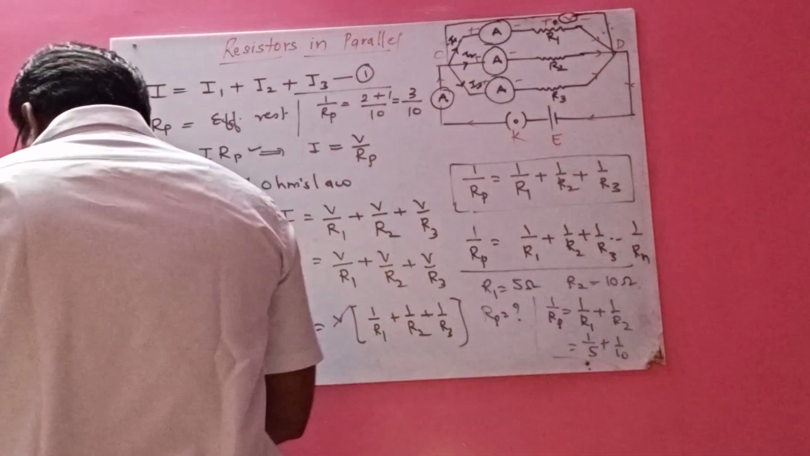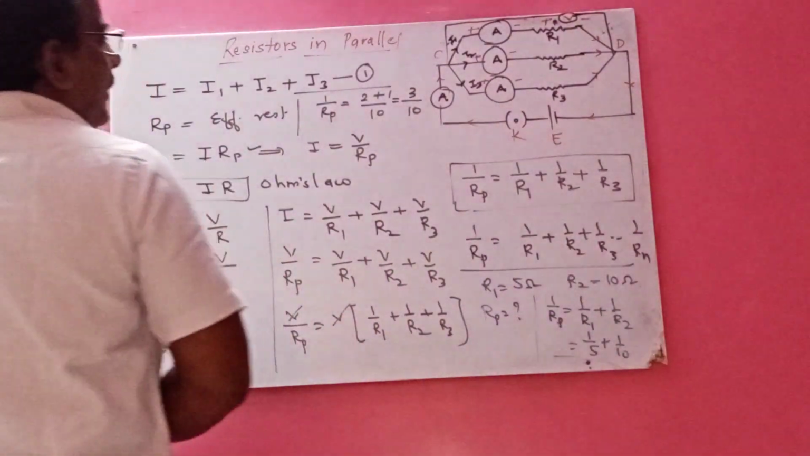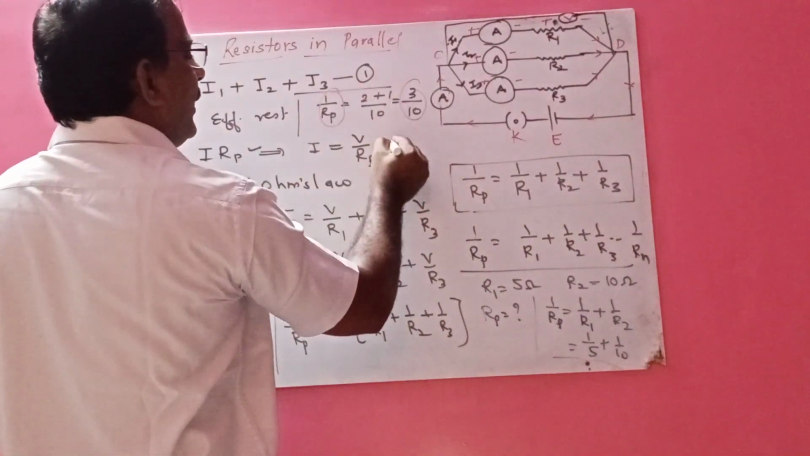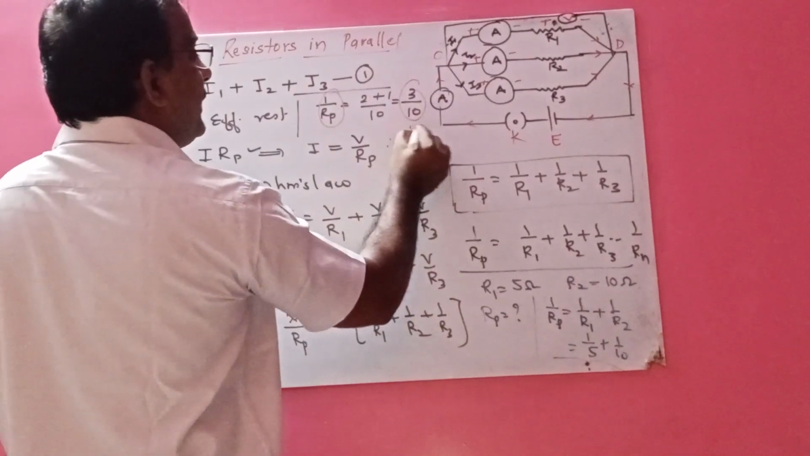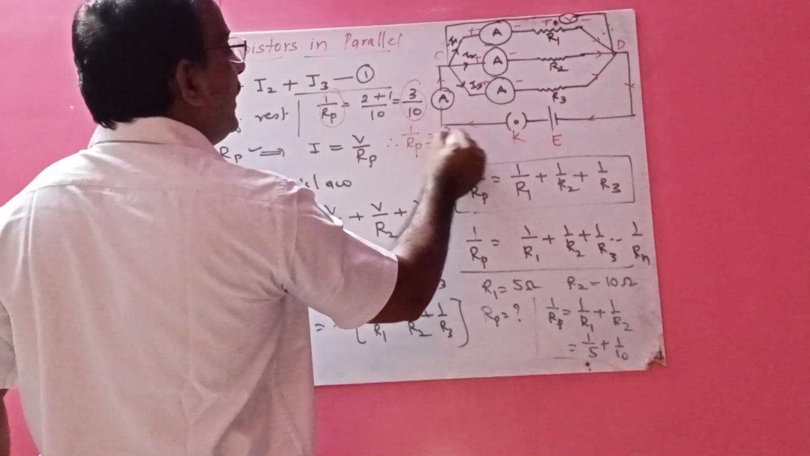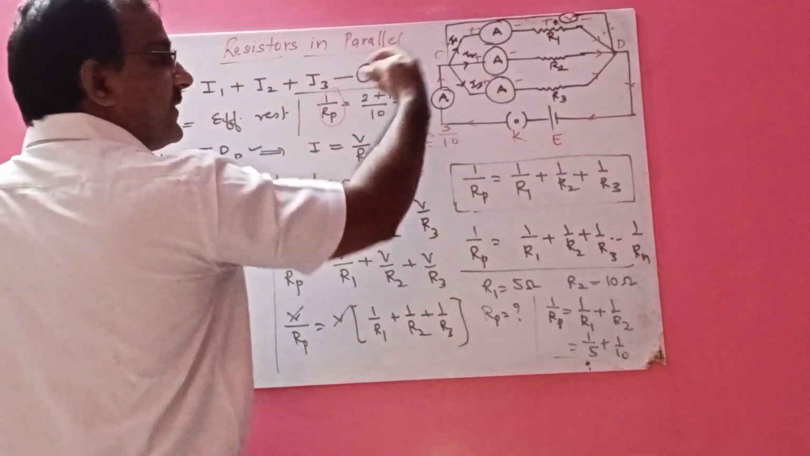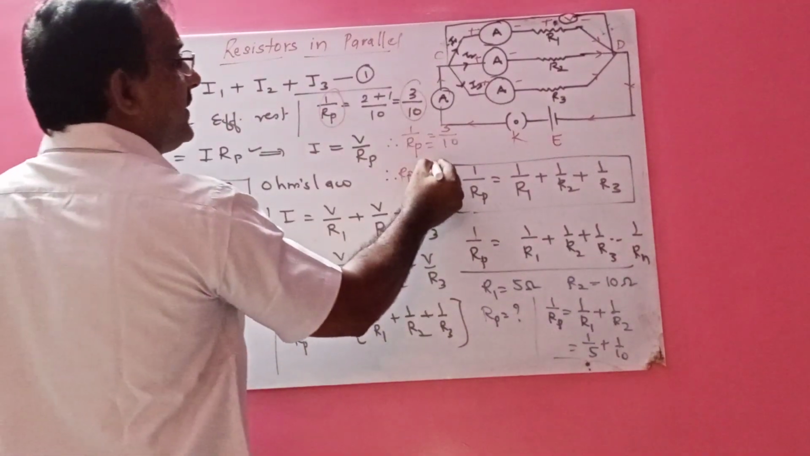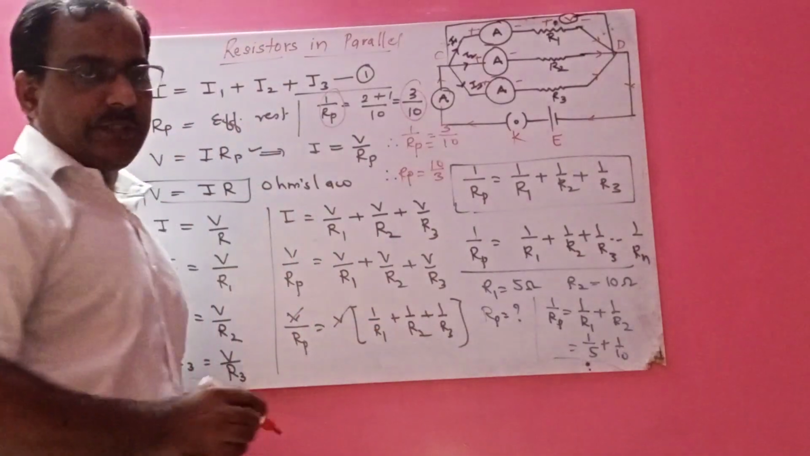So 1 upon Rp, you got 3 upon 10. Therefore, Rp is equal to, this is 1 upon Rp, children, 1 upon Rp is 3 upon 10. Therefore, Rp is equal to what? Reciprocal. Taking the reciprocal of this, that is 10 upon 3, and dividing, you will get 3.33.